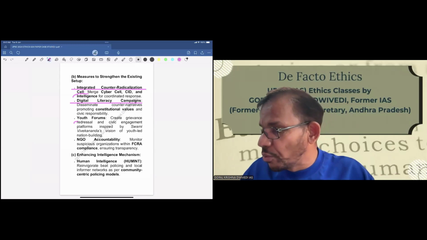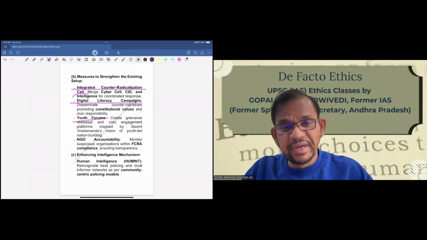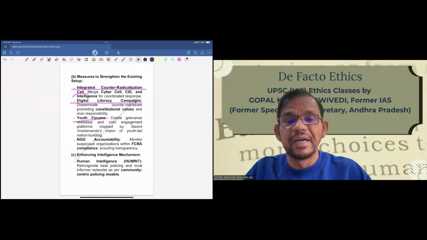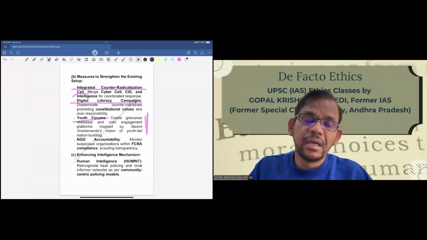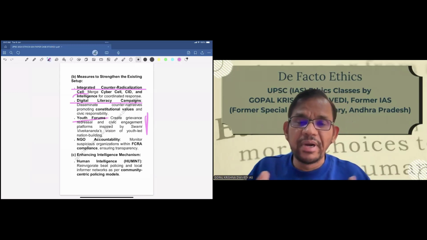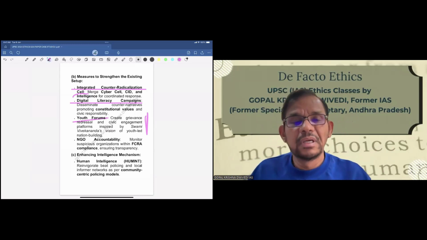Then third is youth forums. Create grievance redressal and civic engagement platforms inspired by Vivekananda's vision of youth-led nation building. So this will ensure that if any youth group or if any unemployed youth is having some grievance, they can lodge their grievance and you can try to solve it.